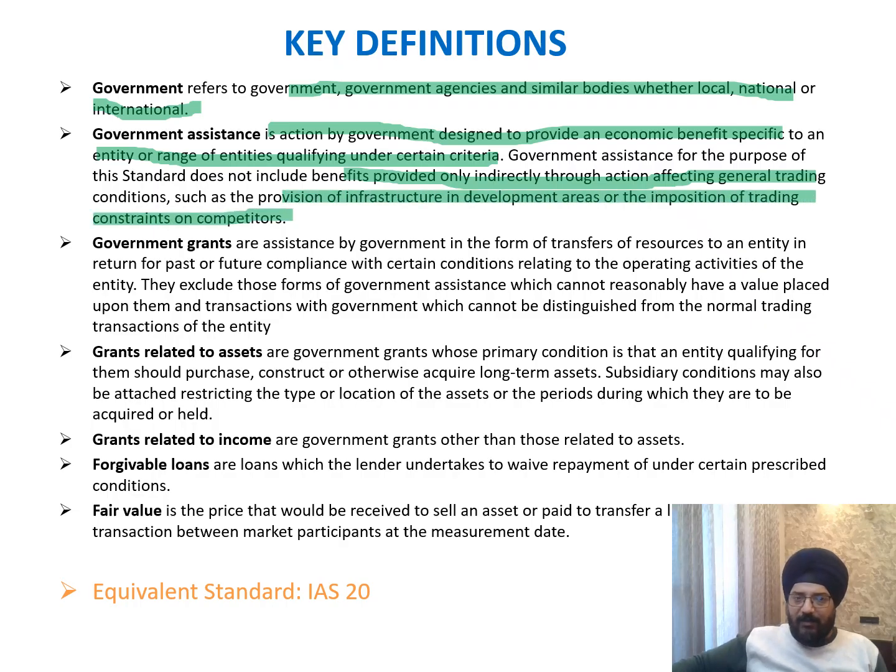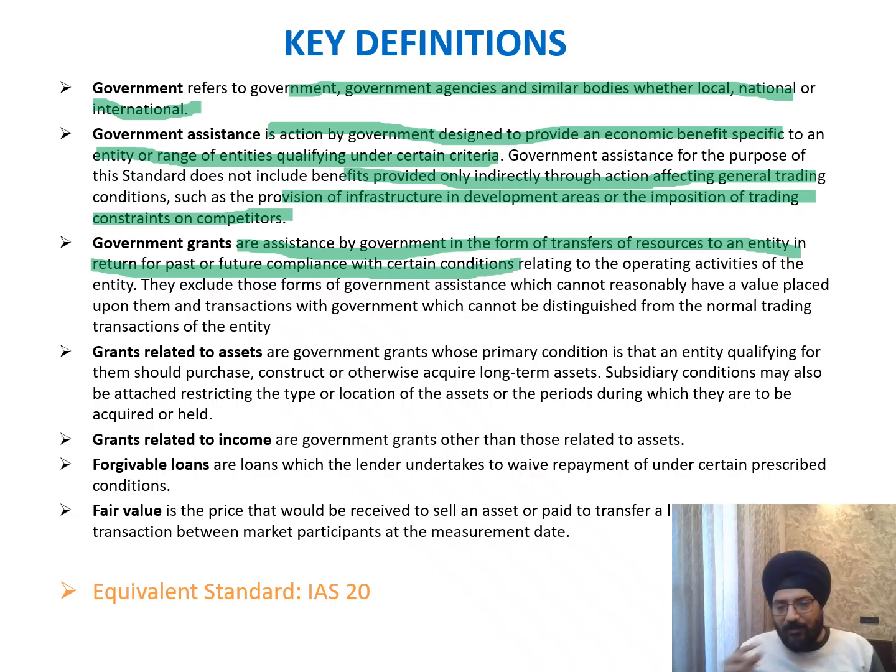When we're talking about government grants, these are assistance by the government in the form of the transfer of resources to an entity in return for past or future compliance with certain conditions. So a government grant is specifically given to that particular entity on complying with certain conditions or based on past performance which the entity has already delivered. For example, if an entity has already delivered some exports, the government will provide some incentive in the form of some extra monetary benefit to the organization, and whether that grant would be in the form of an asset or an income, that would be something that we're going to discuss.